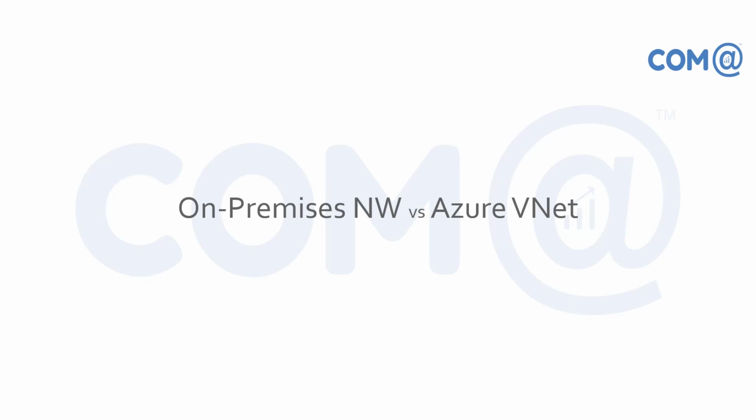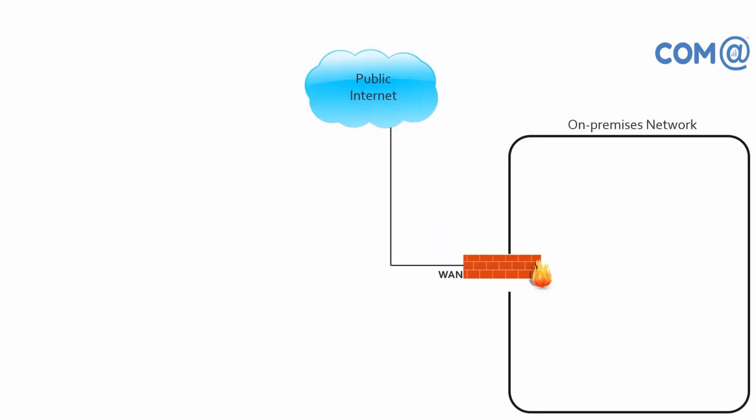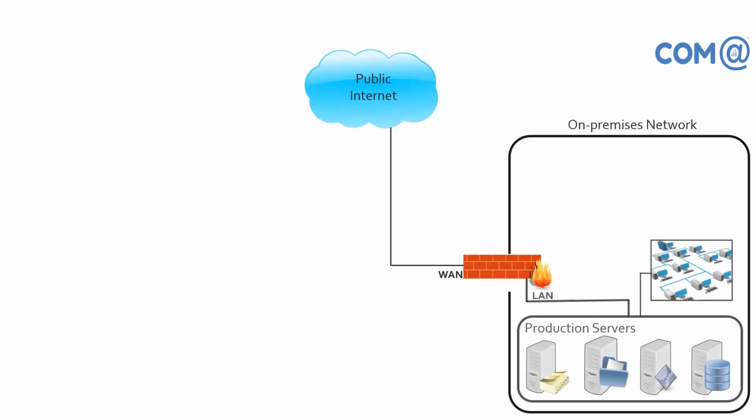Now we will understand the on-premises network and the Azure VNet, so that it will be easy for you to correlate your on-premises setup with the Azure setup and understand the Azure network and its setup easily. In our on-premises network, we'll have our production servers and our end user computers, that is the production user network, which will be connected to the LAN interface of your on-premises firewall.